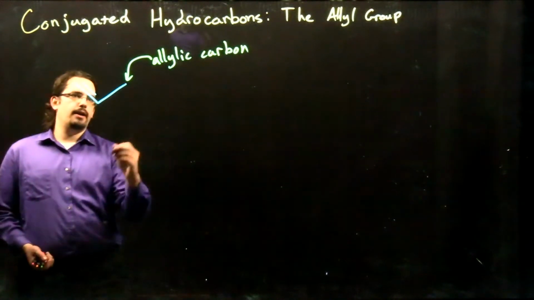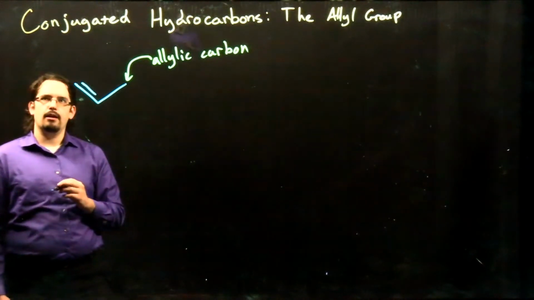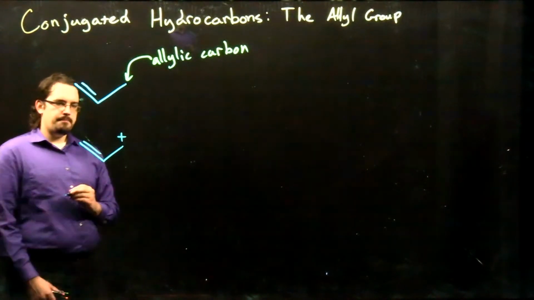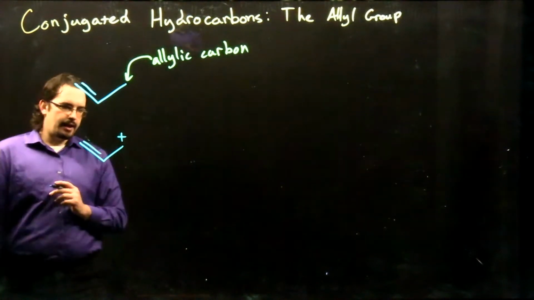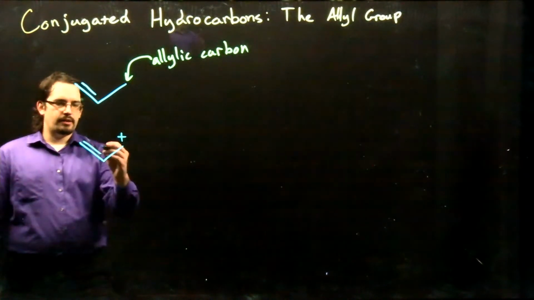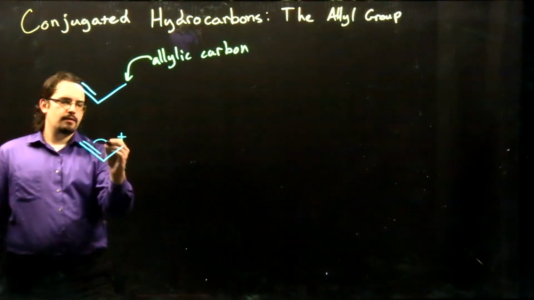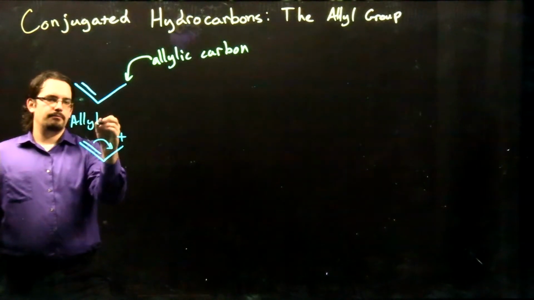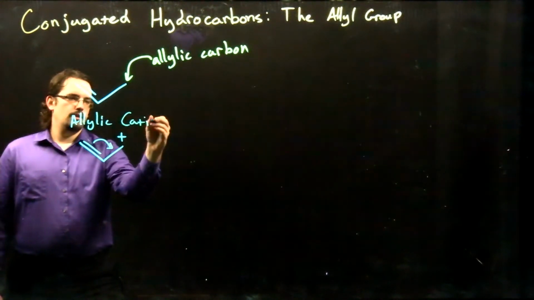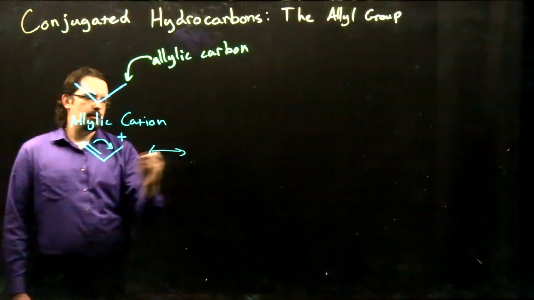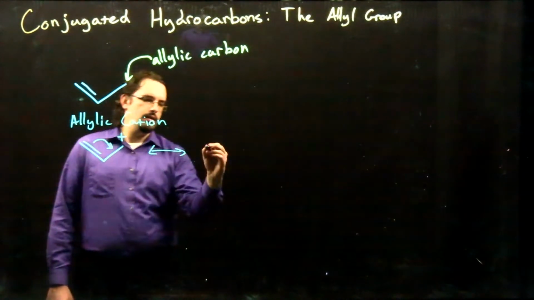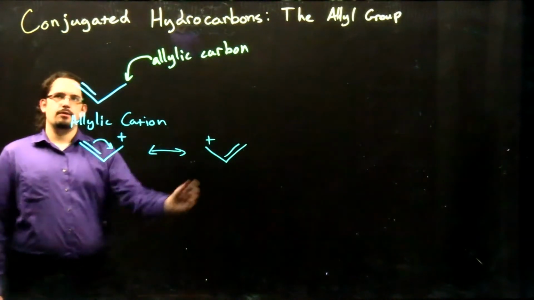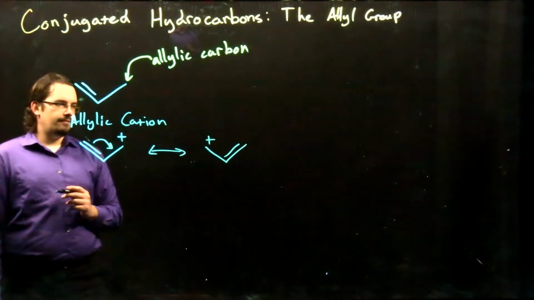So let's say we have a carbocation that forms at our allylic carbon. So that would look like this. This would be our allylic cation. Now, when we have a carbocation here, we can actually move our double bond to help stabilize that carbocation. So we have our allylic carbocation. We can rearrange it to form our structure over here. So our charge can move from the right side to the left side.